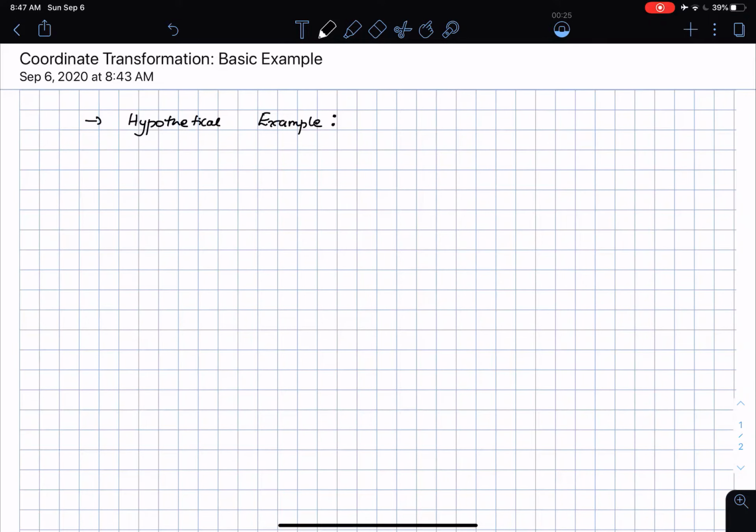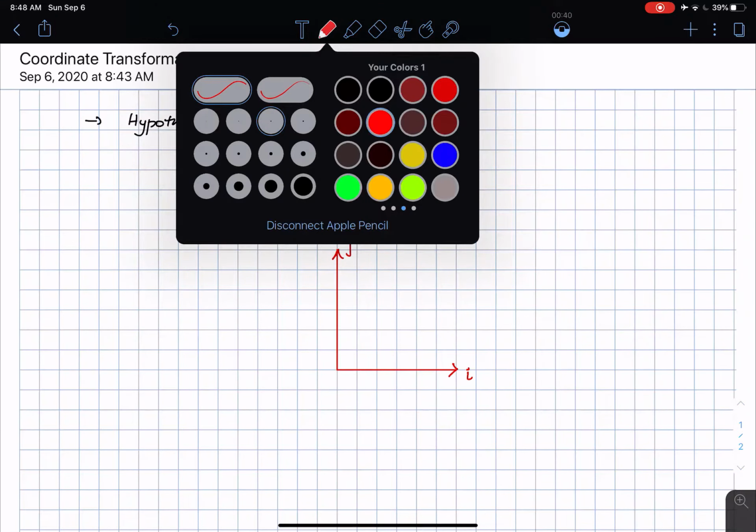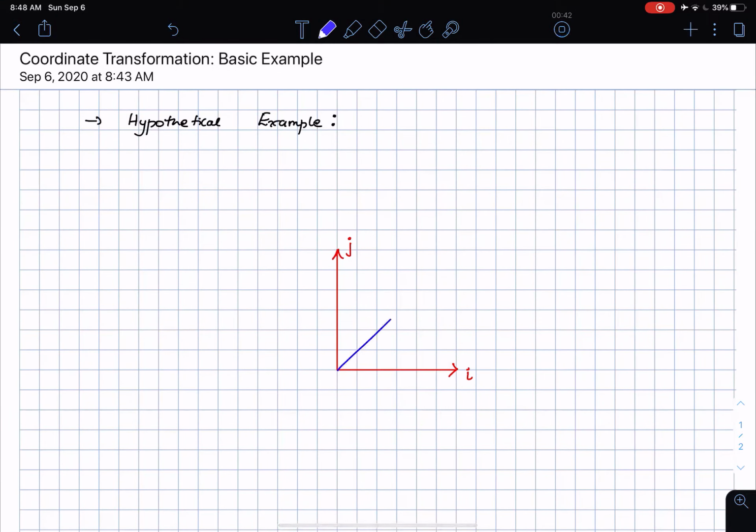Let me consider the ij coordinate frame, your typical Cartesian coordinate frame. Let me consider it to be in the direction that I have drawn here. Let me say this is little i and then little j, and in an example, perhaps here is a set of unit vectors that I have. I'm going to call these et and then en.